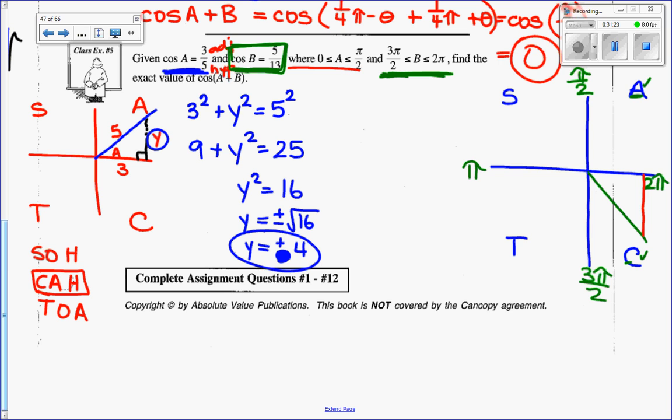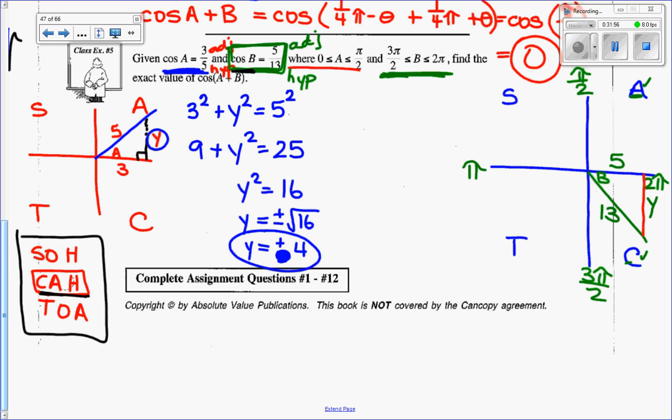And again, going back to SOHCAHTOA, this time we're talking about the cos. Cos again is adjacent over hypotenuse. So again, this means 5 is our adjacent side and 13 is our hypotenuse. So we're going to label that. Here's our little angle B. Our adjacent side is 5. Our hypotenuse is 13. Here's our y value.